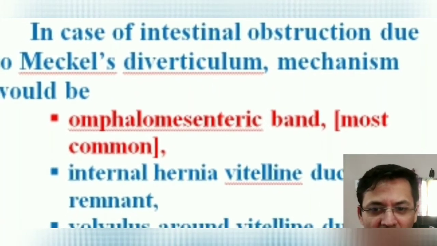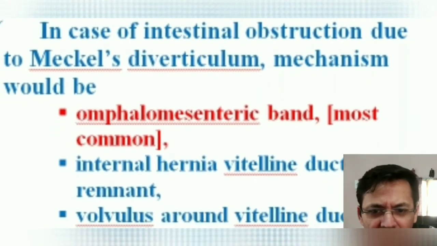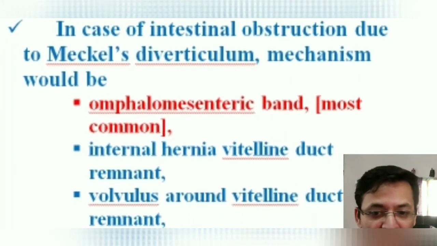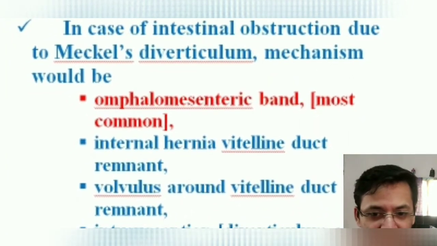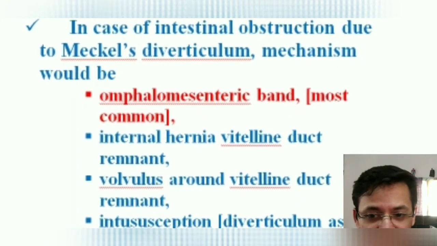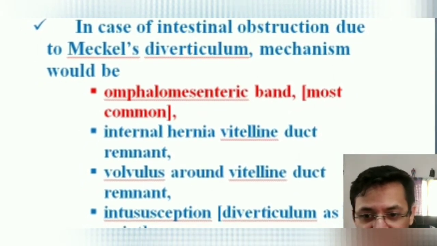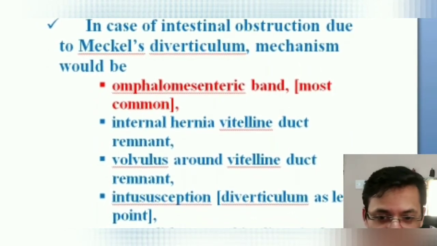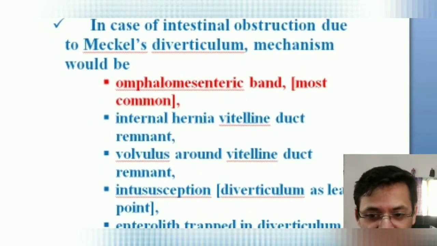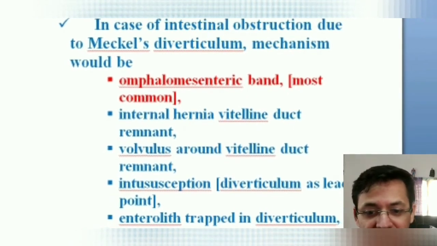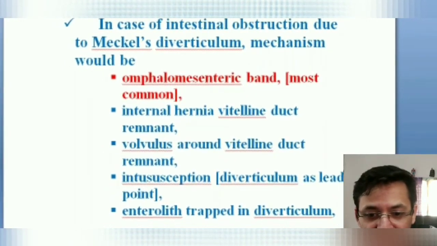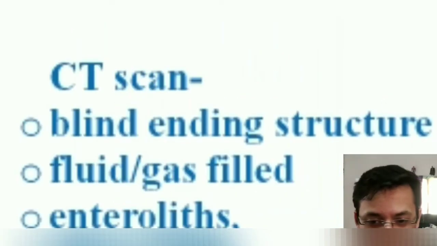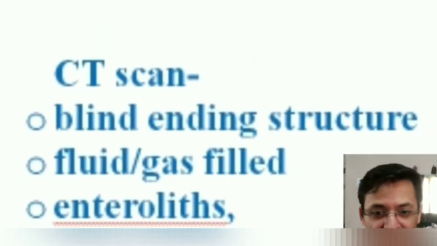In case of intestinal obstruction due to Meckel's diverticulum, the mechanisms would be: one is an omphalomesenteric band, which is the most common. Second cause would be internal hernia through a Vitelline duct remnant. Then volvulus around the Vitelline duct remnant. Then intussusception, where the diverticulum acts as a lead point. And another type is an enterolith trapped in the diverticulum, causing later mechanical obstruction possibility.